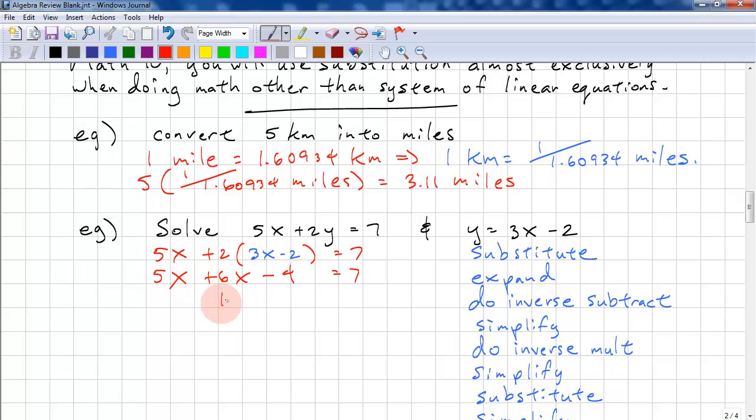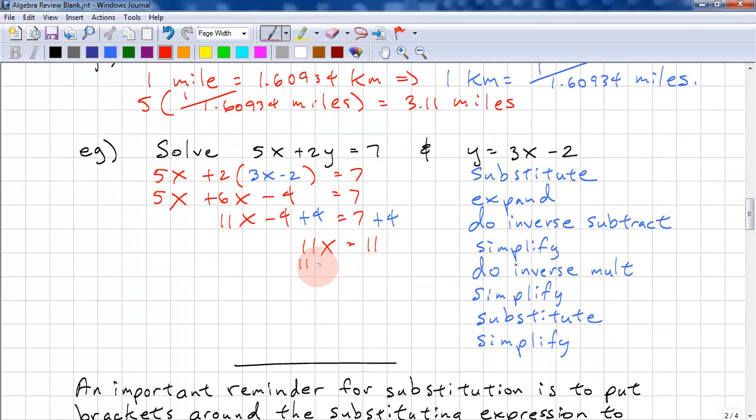Collect like terms. 11x minus 4, add 4 to both sides. And these will cancel out, so 11x equals 11. Divide both sides by 11. And we simplify, so x equals 1. Now we have to substitute it back into this equation. It's easier to do than this one. So y equals 3 times 1 minus 2. So y also equals 1.